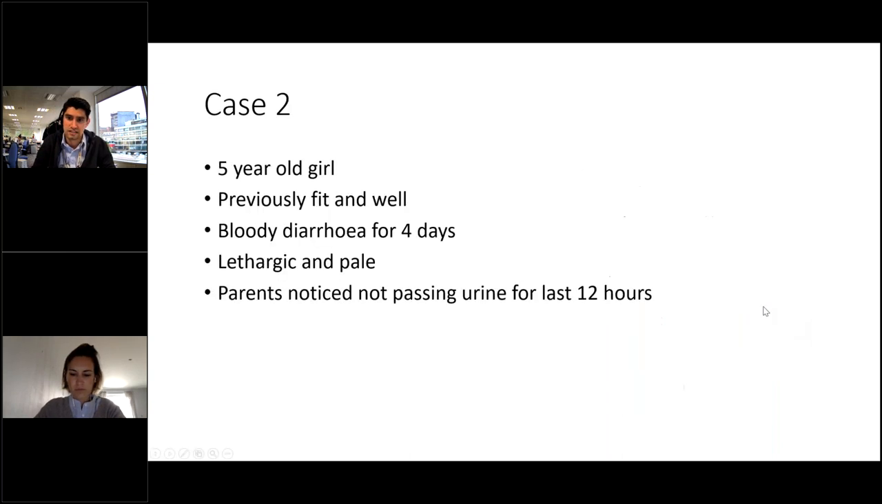Very good. That's a very straightforward case, and the treatment is straightforward. You just need to hydrate the baby and you'll hopefully manage that AKI very well.